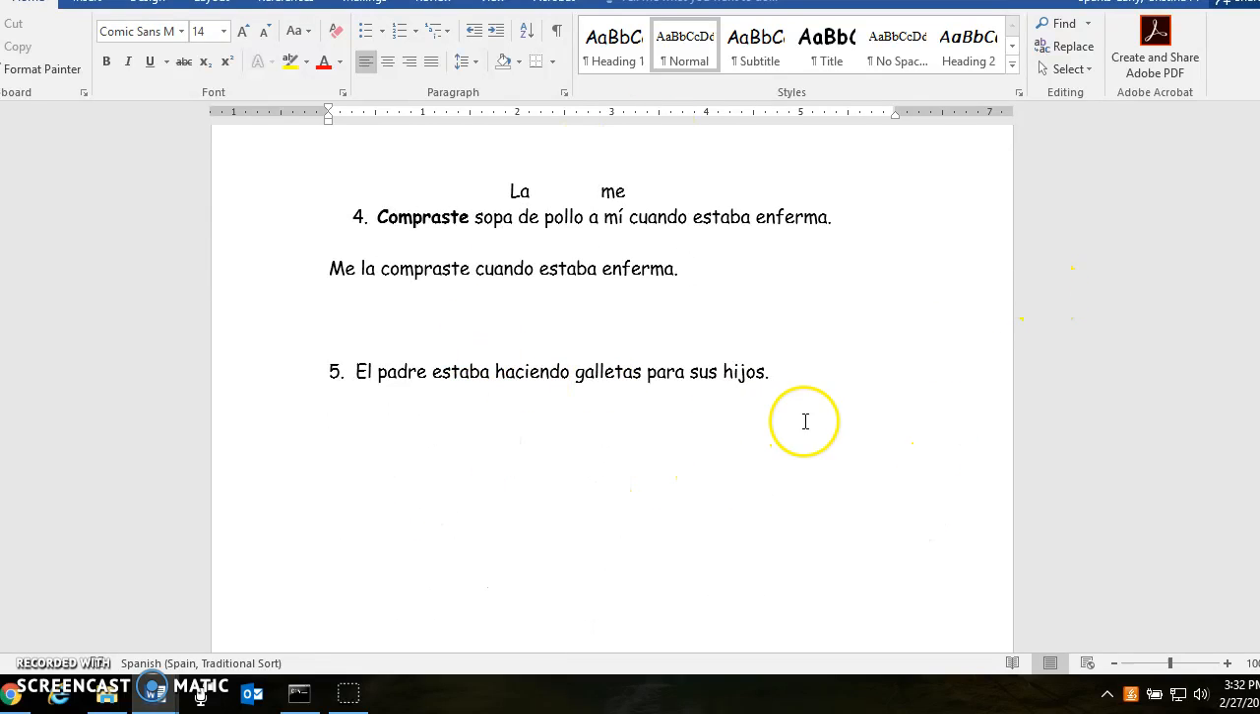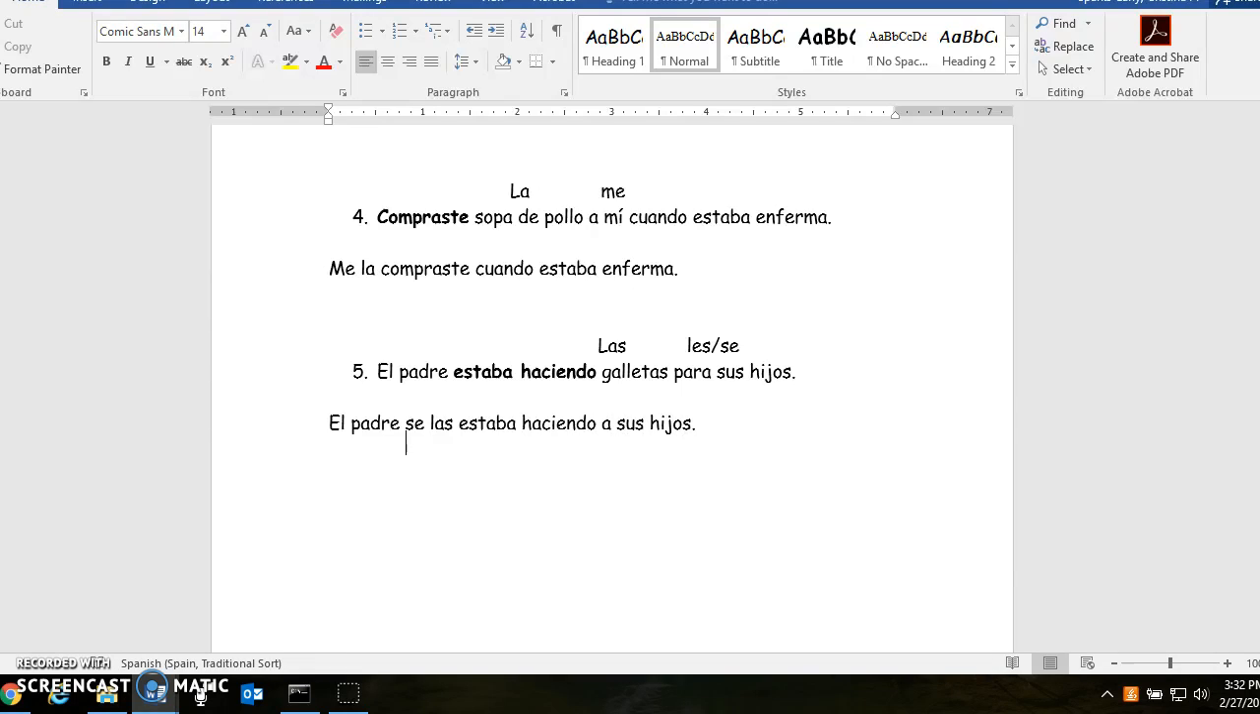El padre estaba haciendo galletas para sus hijos. Estaba haciendo, two verbs, two ways. What was he making? Galletas. For whom? Para sus hijos. So we're going to replace galletas with las, para sus hijos with les, and then we remember it has to go to se. Two verbs, two ways. El padre se las estaba haciendo a sus hijos.